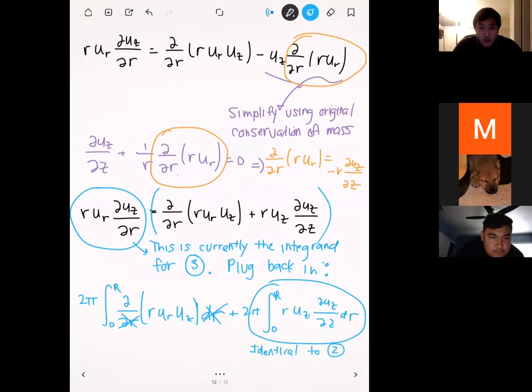On the next page, I'm going to finish up the derivation for this integral, and then we'll wrap it up for today. Before I do that, are there any questions on this?